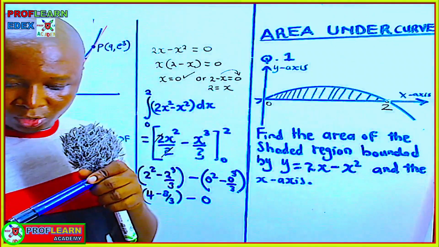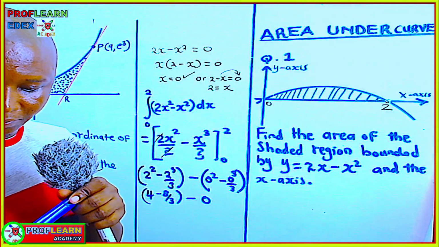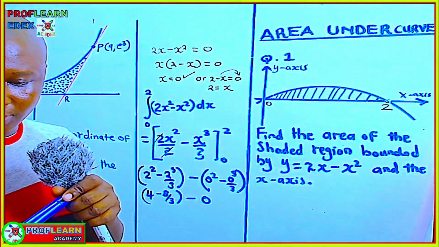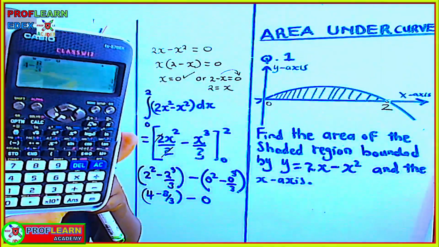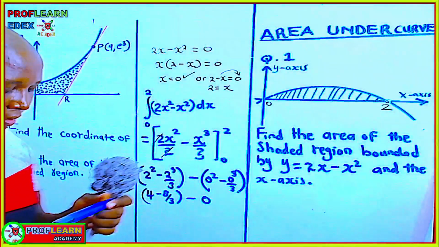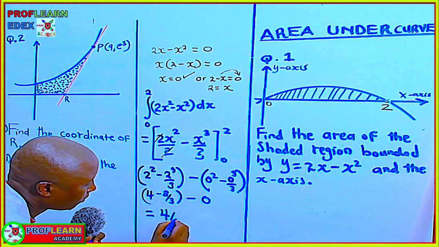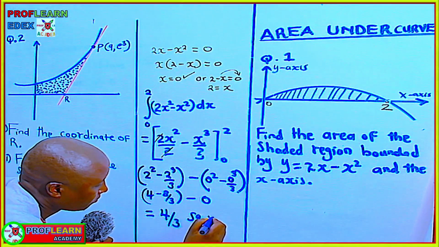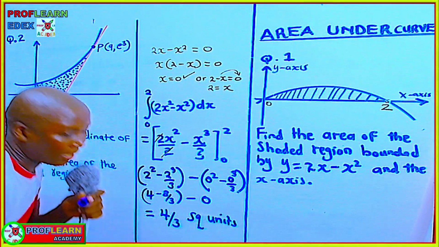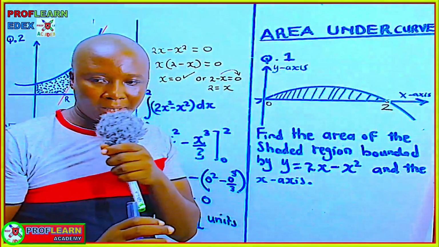If you try to simplify this, you can see we end up with our answer as 4 over 3. Our answer is 4 over 3 square units, and this represents the area of the shaded part.